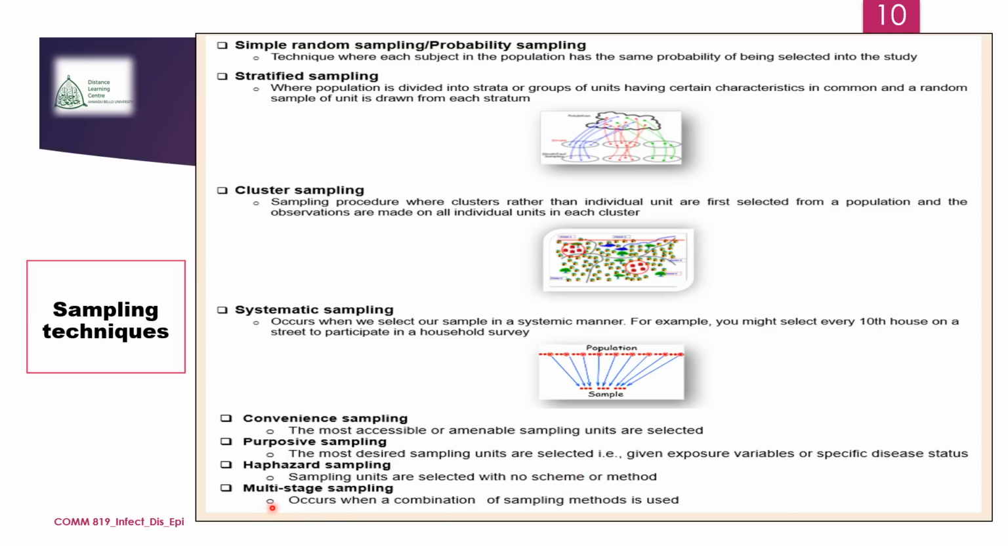Though it's a sampling technique, it is very weak. Then we have multi-stage sampling. Multi-stage sampling occurs when a combination of sampling methods is used. Okay, you combine one or two. But in terms of strength, the most efficient are stratified, random, systematic, and cluster sampling, which are very strong when it has to do with epidemiological studies.